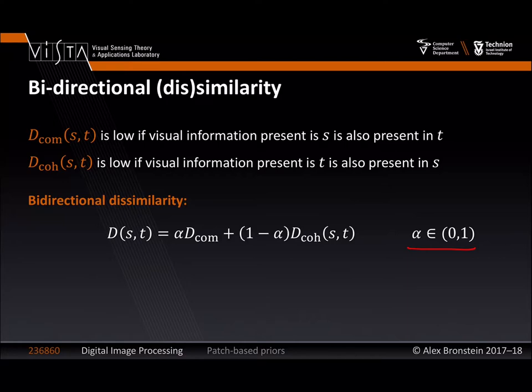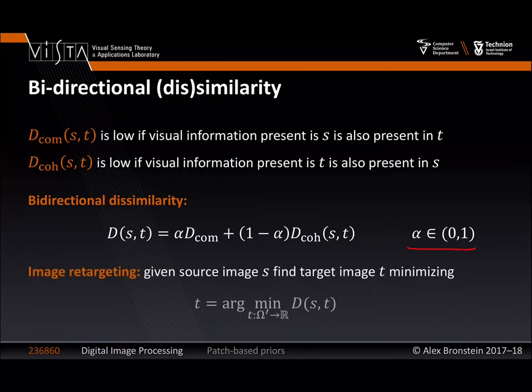Okay, so then in these terms, the retargeting problem can be written as a minimization problem. Give me T that minimizes the bidirectional similarity between S and T over all T's on omega prime. Okay, so this is already something that I can solve. This already looks like a clearly formulated mathematical problem. Okay. Any questions?